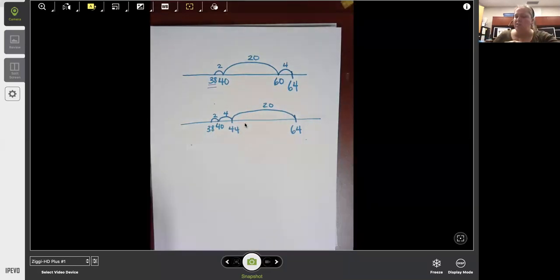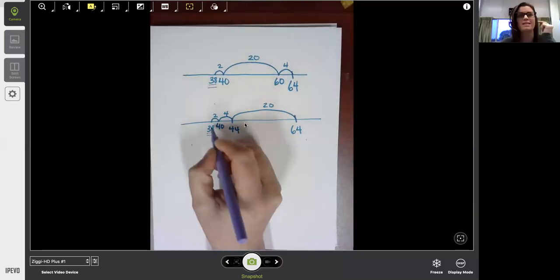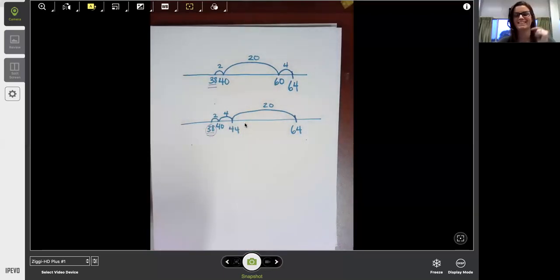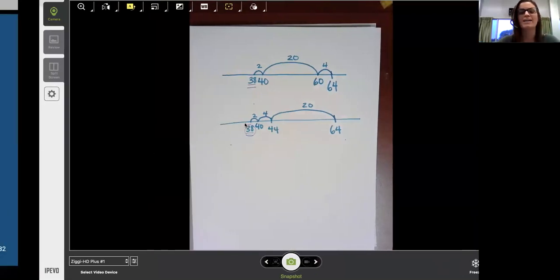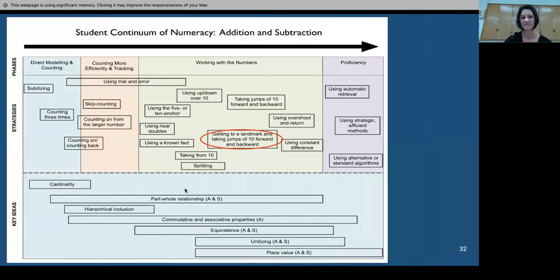And where's the answer in your solution here, Alicia? So on the number line, the 38 is my answer. So in the destination. Destination. Got it. Your answer's in the destination there. Exactly.